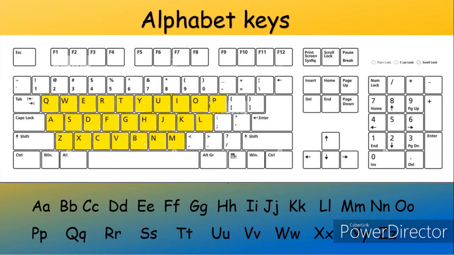So now let's look at the keys on the keyboard. This is Q, W, E, R, T, Y, U, I, O, P. A, S, D, F, G, H, J, K, L. Z, X, C, V, B, N and M. These are the alphabet keys.